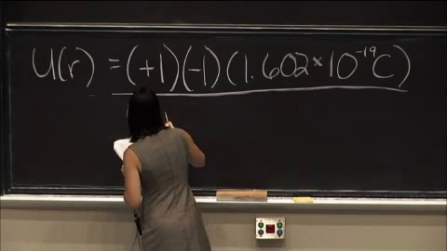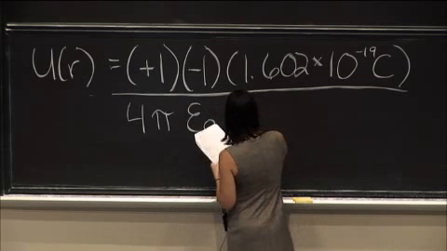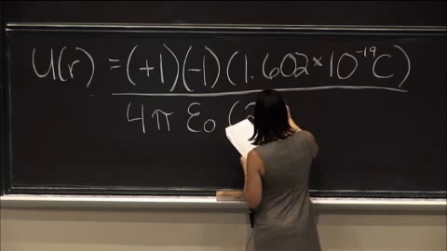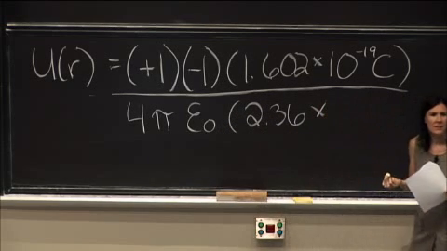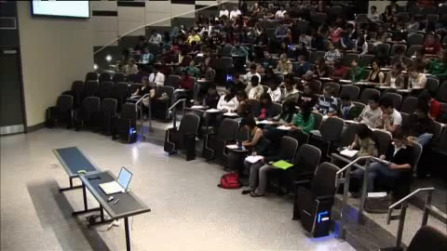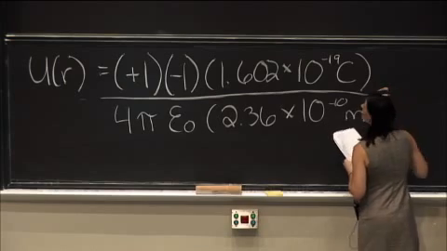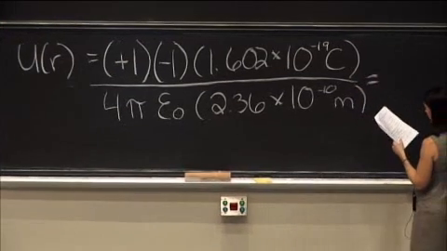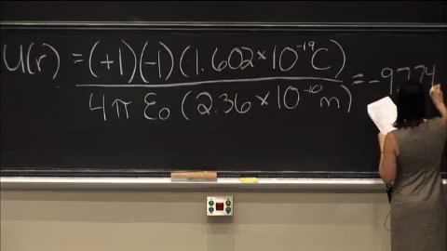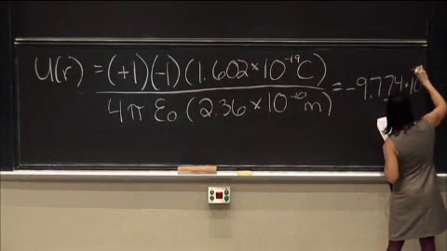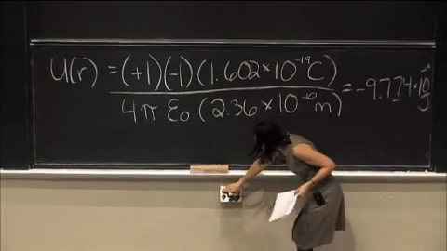4 pi. And then I've written out epsilon naught in your notes, so I won't write it on the board. And then r. So r is going to be 2.36 times, what is angstrom, everyone? Yep, 10 to the negative 10th. So 10 to the negative 10 meters. So if we do this calculation here, what we end up with is negative 9.774 times 10 to the negative 19 joules. So that's what we have in terms of our energy.